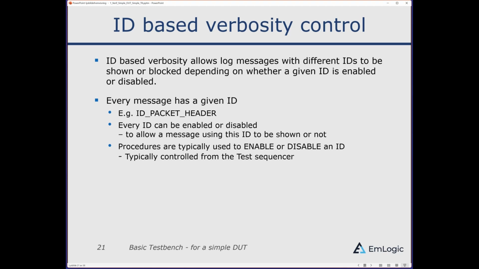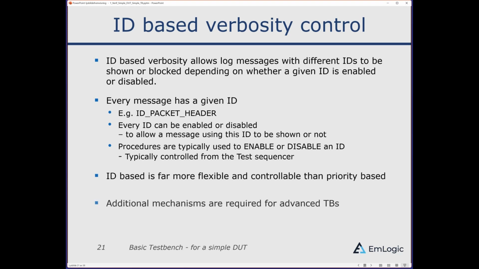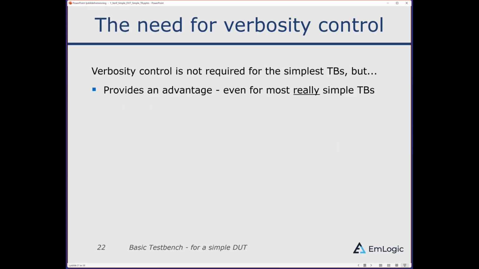So for that reason, we have something called ID-based verbosity control. And that allows log messages with different IDs rather than priorities to be shown or blocked depending on whether that given ID is enabled or disabled. That means every message has a given ID rather than a priority. So again, going back to a packet-oriented protocol, for instance, there could be an ID called ID packet header. How that is implemented is really irrelevant. Then every ID can be enabled or disabled to allow a message using this ID to be shown or not.